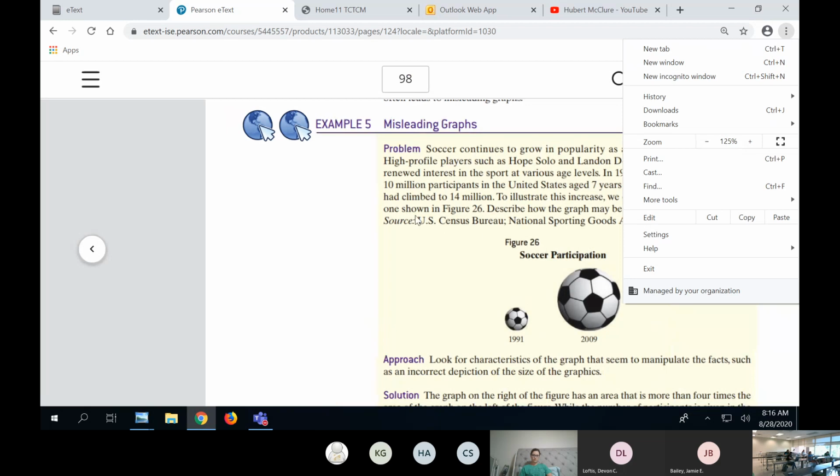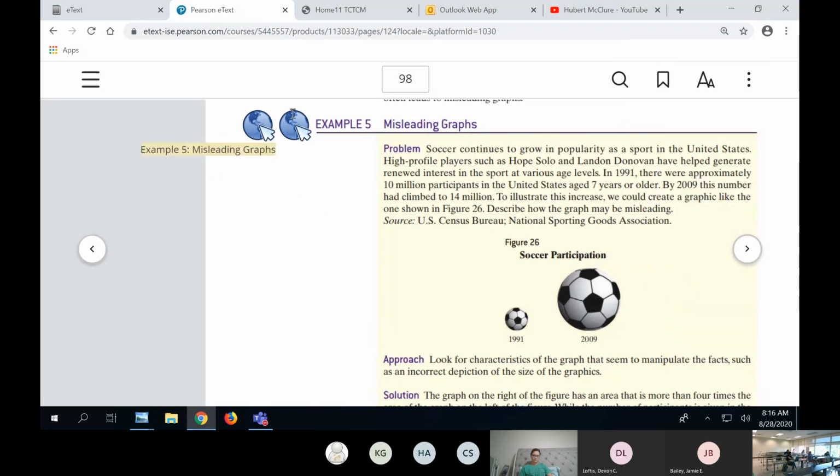And it says, in 1991, and I'm going to make this a little bit bigger for our folks at home. And that's as big as I can make it, because for some reason it goes to the right and it'll be off the screen. It says, in 1991, there were approximately 10 million participants in soccer. By 2009, this number climbed to 14 million. So it grew 4 million.